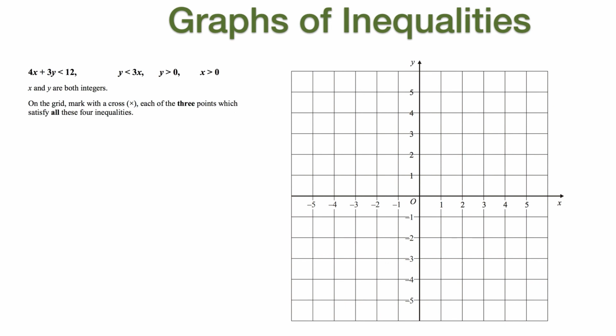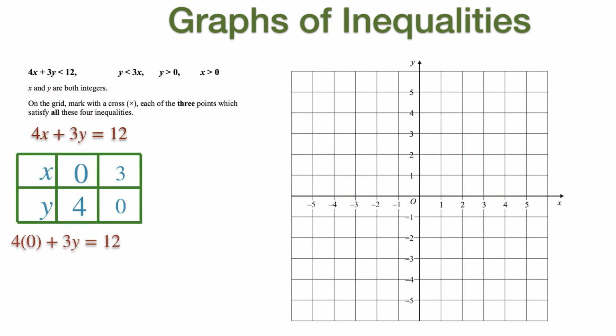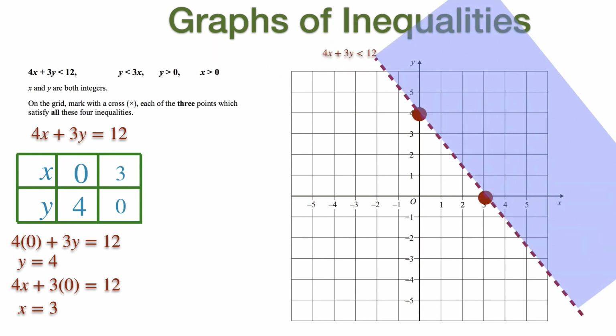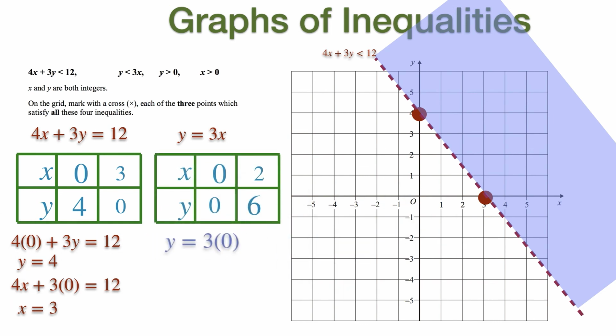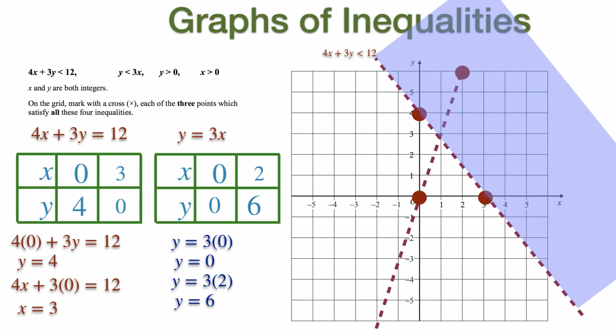In this example, we have to satisfy 4 inequalities, and all of them should be drawn using dotted lines because inequalities are either greater than or less than. First graph can be drawn by using the points 0, 4 and 3, 0. Area we are interested in is below the line, therefore we shade out the region above the line. Next we draw the graph of y equals 3x. This graph goes through 0, 0 and 2, 6. We need the region below the line, so we shade out the region above the line.